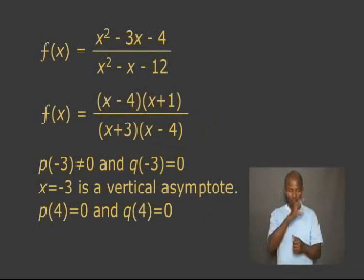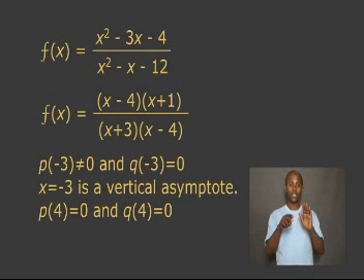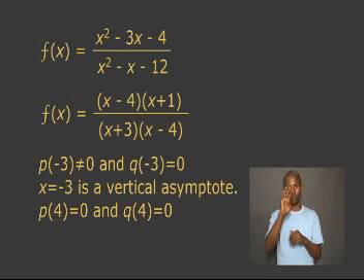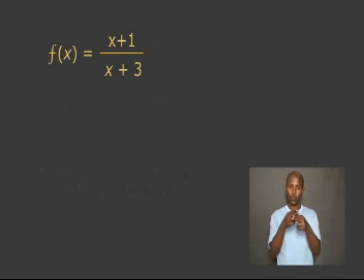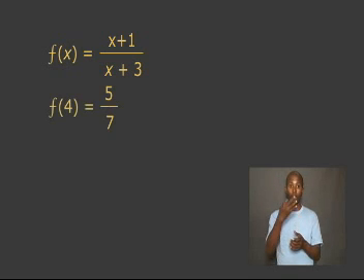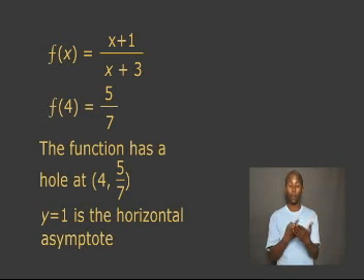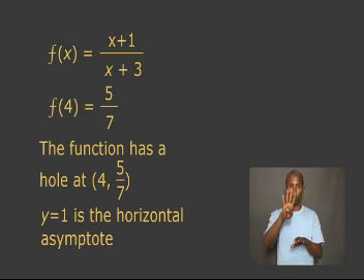We can determine the asymptotes of the second function by factorizing the denominator. p of negative 3 does not equal 0, but q of negative 3 does. Therefore, x equals negative 3 is a vertical asymptote. p of 4 equals 0, as does q of 4. Reducing to lowest terms, we have x plus 1 over x plus 3. f of 4 equals 5 over 7, not 0. So the function has a hole at (4, 5/7).